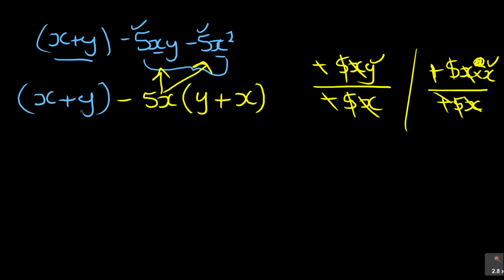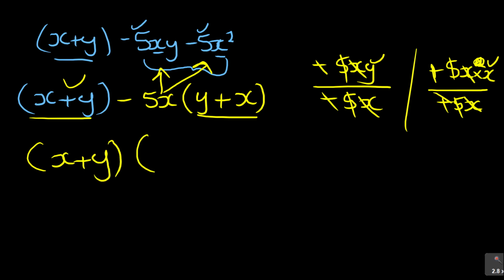And what you need to know is x plus y is the same as y plus x. So this is the same thing. So now you write the bracket here as x plus y. That's the answer there. And then how to write the other bracket? There need to be 2 brackets.